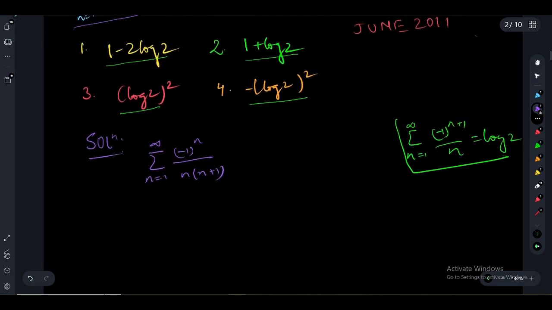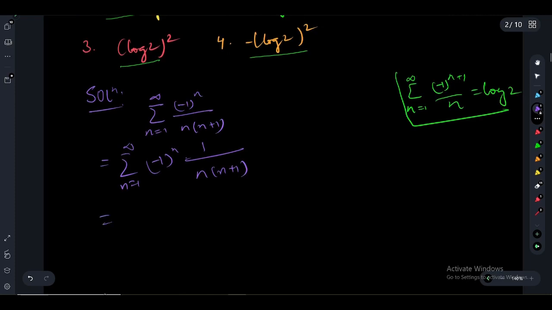Now we can rewrite the expression inside the summation. So this is n equals 1 to infinity and minus 1 whole to the power n into 1 by n into n plus 1. Now note that 1 can be written as n plus 1 minus n equals 1. So we can replace 1 by n plus 1 minus n.